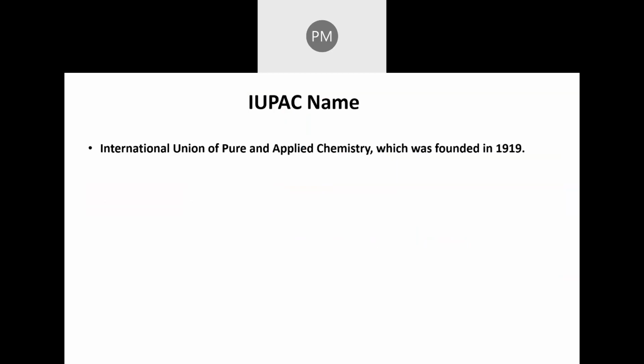Similarly, the IUPAC name: IUPAC is the community, the International Union of Pure and Applied Chemistry, which was founded in 1919. According to them, I will give the name of this molecule. This is the same, the 3-methyl.